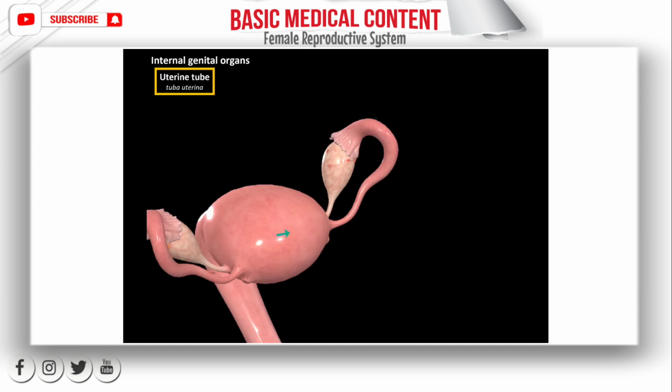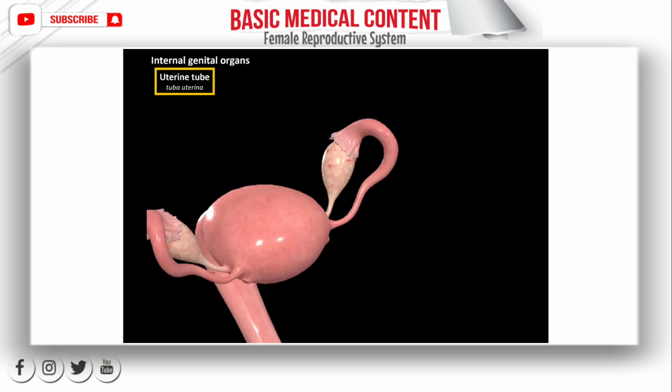What it does is that when ovulation happens, the uterine tubes capture the released oocytes and transport them along the tube by peristaltic contractions to the uterine cavity. One thing that's good to know also is that fertilization of the oocyte by spermatozoon usually happens within the uterine tube before it's pushed further into the uterine cavity and gets attached to the wall there.